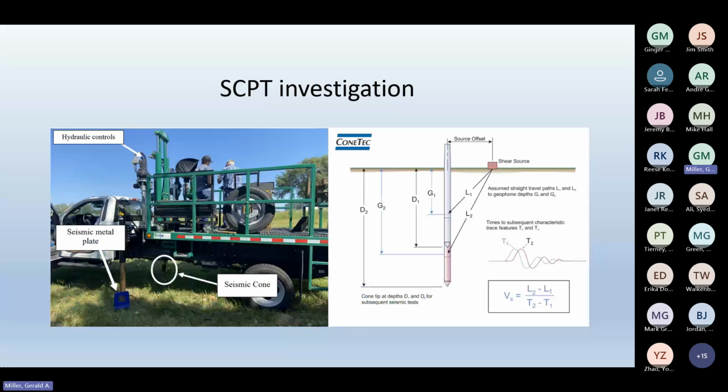There's Dr. Neville's lovely cone truck. And again, he was instrumental in this work. We appreciate it. And Metco contributed a lot as well. We appreciate them.